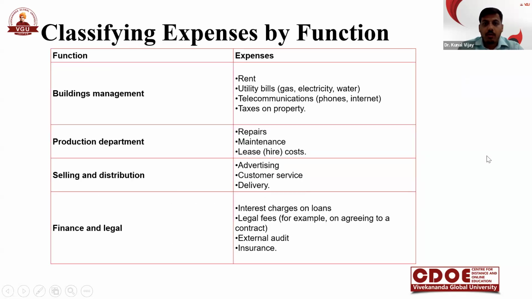Now, these expenses are classified as follows. First one is related to building management: rent, utility bills, telecommunication, taxes on property. Then production expenses, repair, maintenance, lease, selling expenses, advertising, customer service, delivery, finance and legal, interest, legal fee, external audit, insurance. So these expenses are classified into different categories. It is just for reading purpose. We are just reading how to classify these expenses. Otherwise, for calculation purpose, this classification is not important for practical questions mainly.